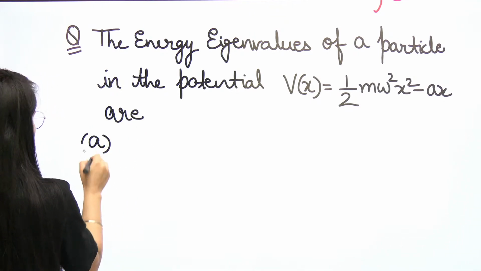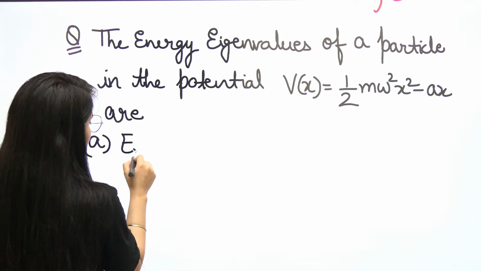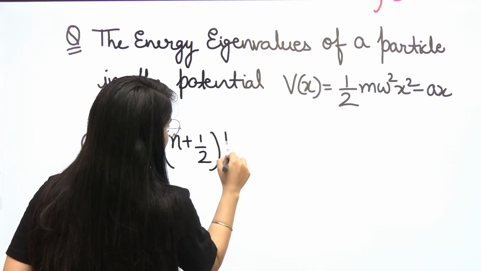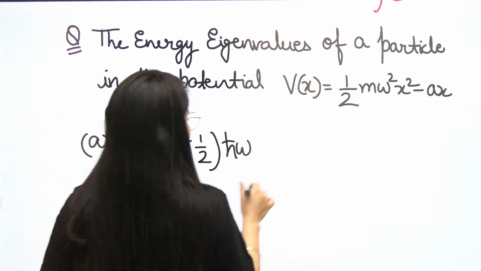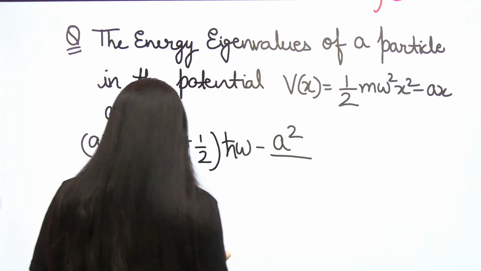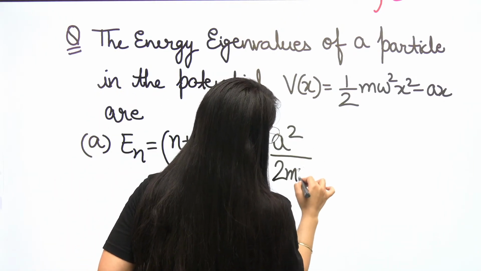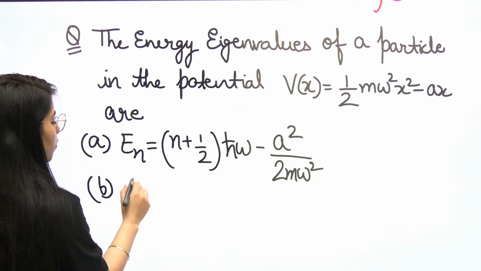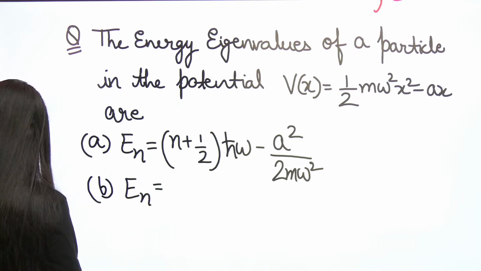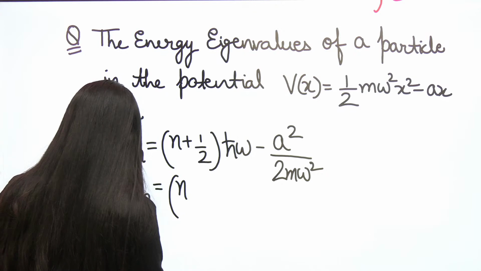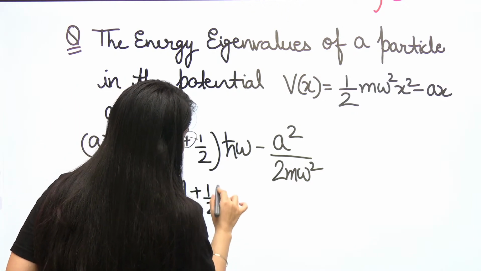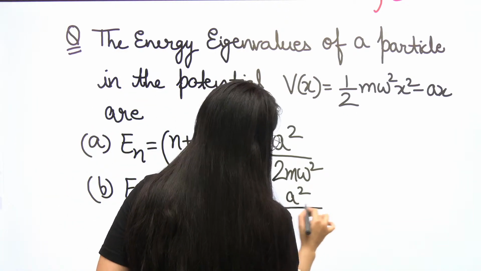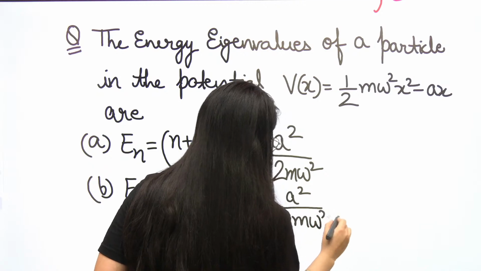I'm going to write the options, and whatever option will be correct according to you, you can mention it. Option A: n plus half h cut omega minus a square upon 2m omega square. This question is related to one of the very important systems from quantum mechanics. There are different approaches you can take to solve this question. We will talk about all the different ways of solving it, and with one particular method we will do the discussion. Option B: n plus half h cut omega plus a square upon 2m omega square.